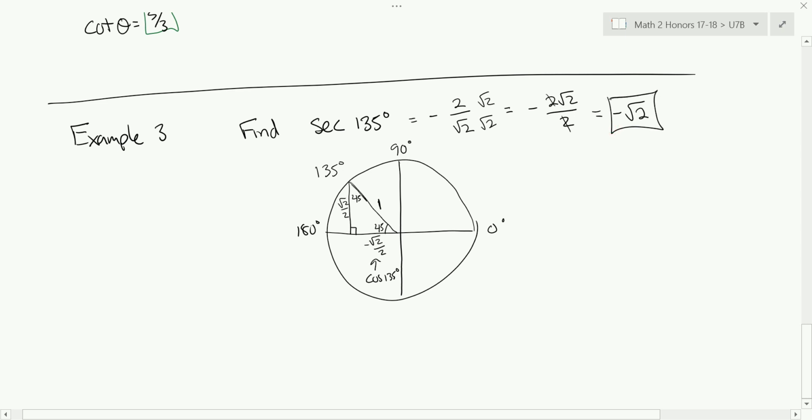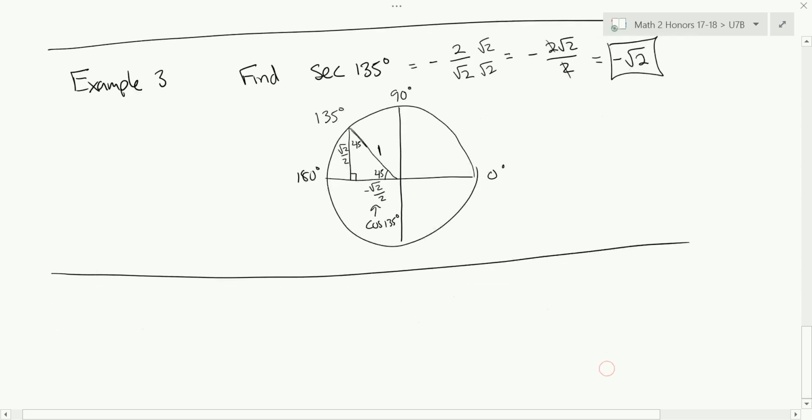Okay. This is a quicker example, right? And an even quicker one is this next one. Find the cosecant of 90 degrees.